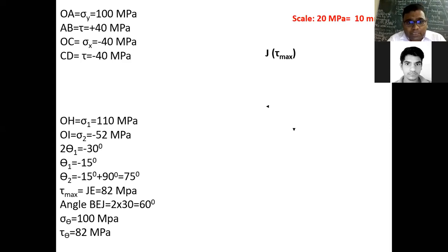According to this scale, now we are going to draw a Mohr circle for finding the principal stress, principal plane, and maximum shear stress, maximum shear stress plane, as well as the stresses on the given plane. This is the objective of the question. So let's start. First we draw the XY plane.